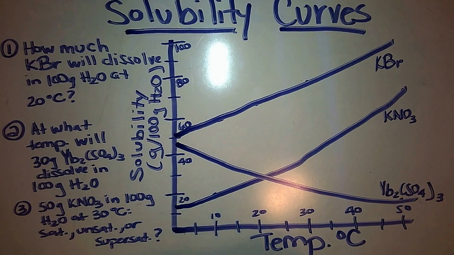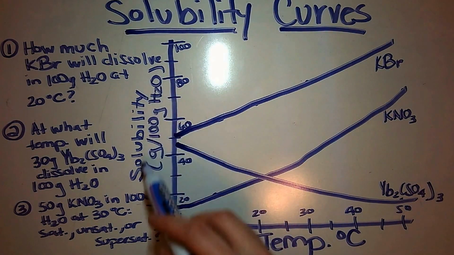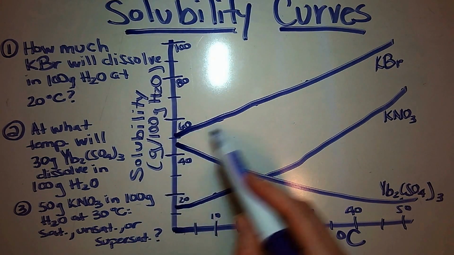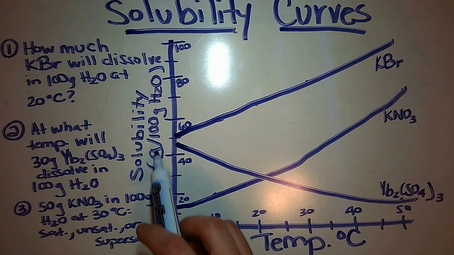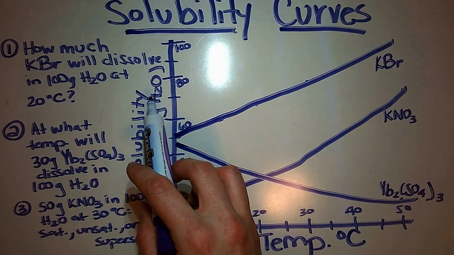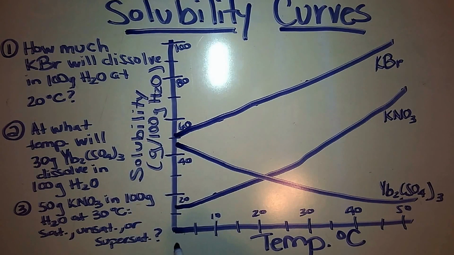So I have drawn out for you a solubility curve. Notice that the y-axis shows solubility, so how many grams of my three substances will dissolve in 100 grams of H2O or water. And I have that for various temperatures in degrees Celsius on the bottom. So I have some questions and we are going to work through them together.